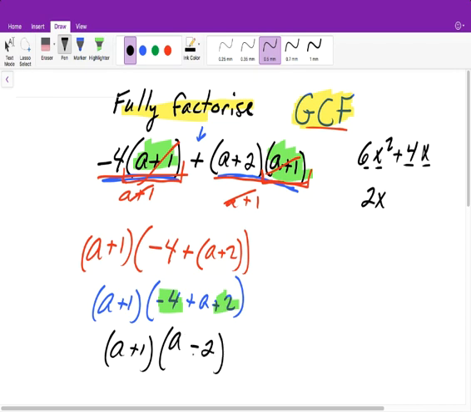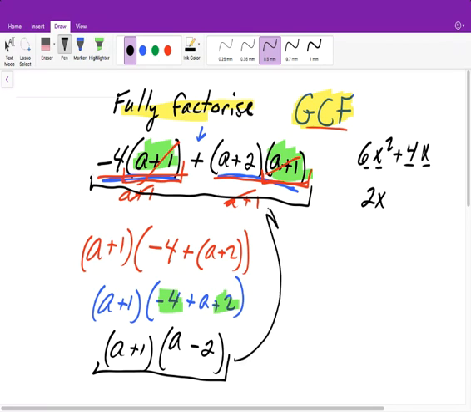So if we were to multiply this out, and we were to multiply this out here, it would give us the exact same answer as our factored form of -4 times a plus 1, plus a plus 2 times a plus 1. All right, so this is our final answer.